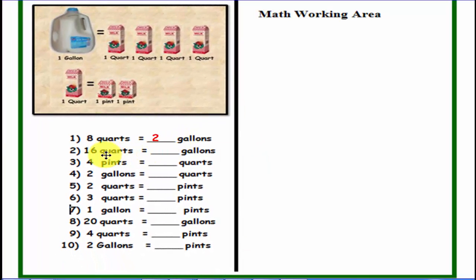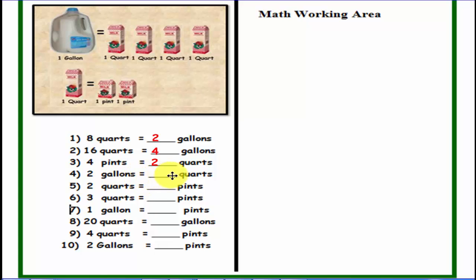Well, welcome back. Let's look at question number 2. Now, if we have 16 quarts, how many gallons is that? Well, look carefully. If 4 quarts equals 1 gallon, and you have 16 of those, you should have 4 gallons. 4 pints equals how many quarts? If 2 pints equal 1 quart, and you have 4 of them, you should have 2 quarts.